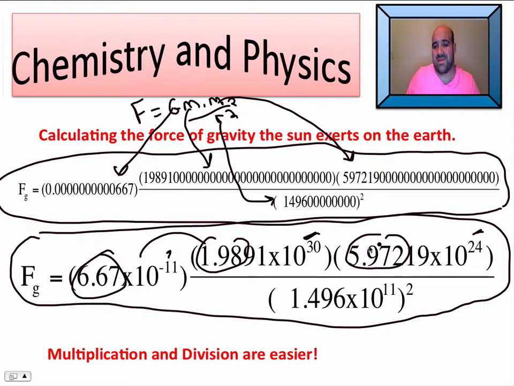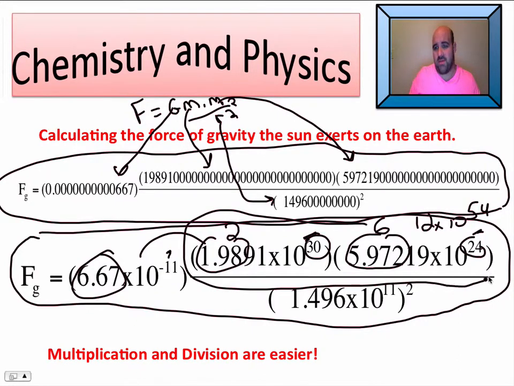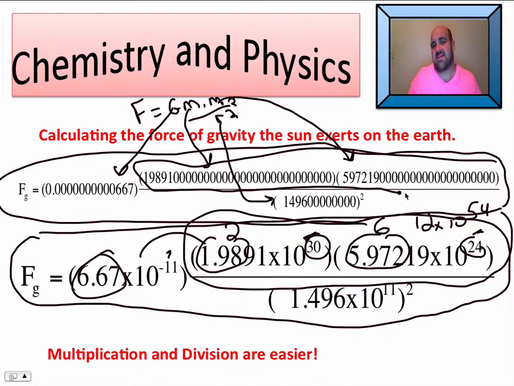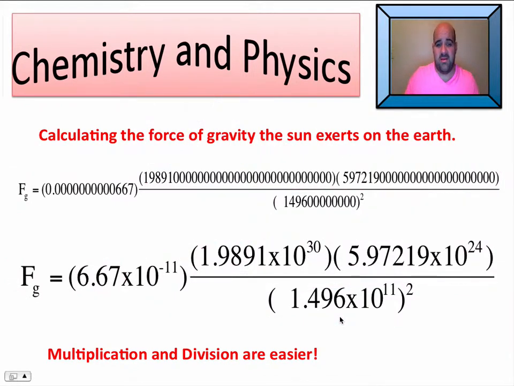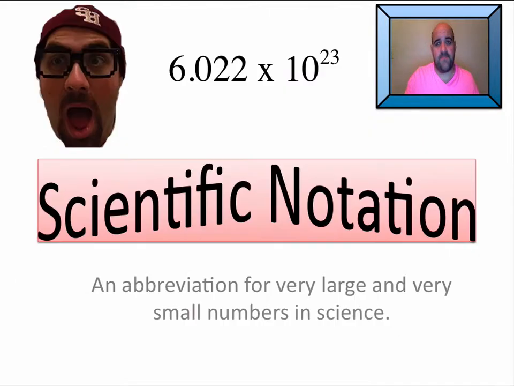This number is really close to 6. This number is really close to 2. 2 times 6 is 12. Times 10 to the, and you add these two exponents, 30 and 24, 54th. And if you put these two numbers in your calculator, that's about what you would get. 12 times 10 to the 54th. You can do that in like 2 seconds. Obviously, I estimated a little bit there. If you were trying to land a rocket on the moon, you'd want to put in the exact numbers. But generally, if you have simpler numbers, you can do scientific notation in your head before you can even pull your phone or your calculator out. Scientific notation makes it much easier.